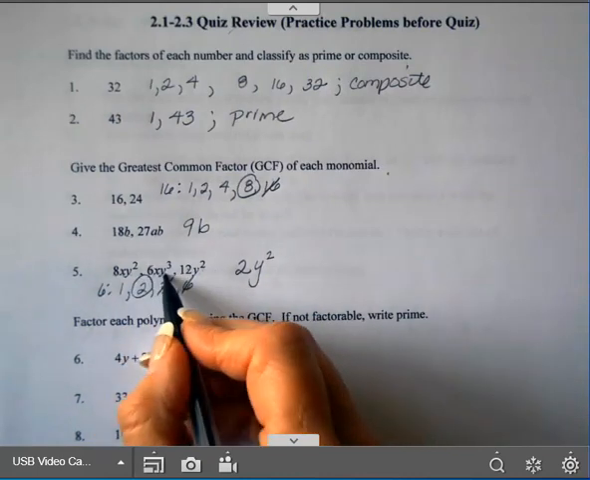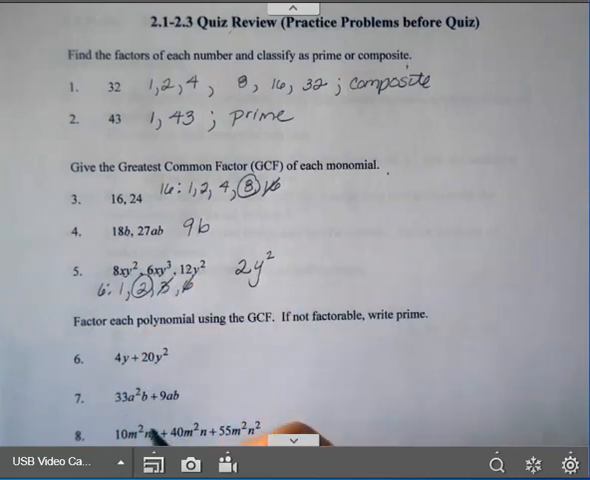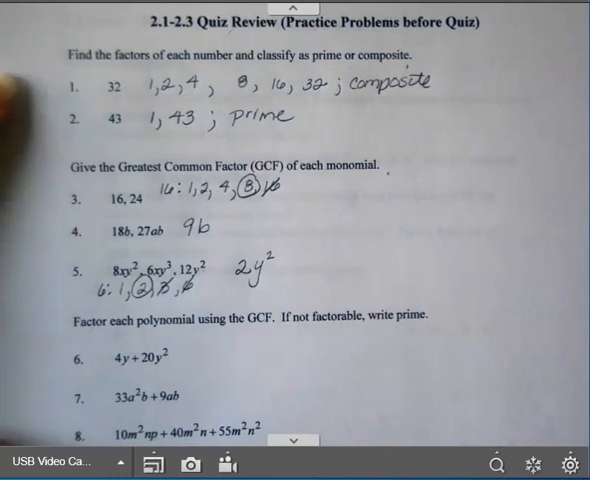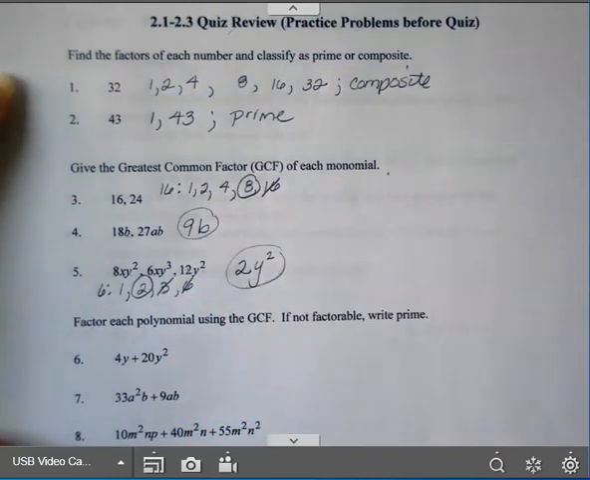I could write Y cubed as Y squared times Y. So they each do have a Y squared. So that is my greatest common factor.